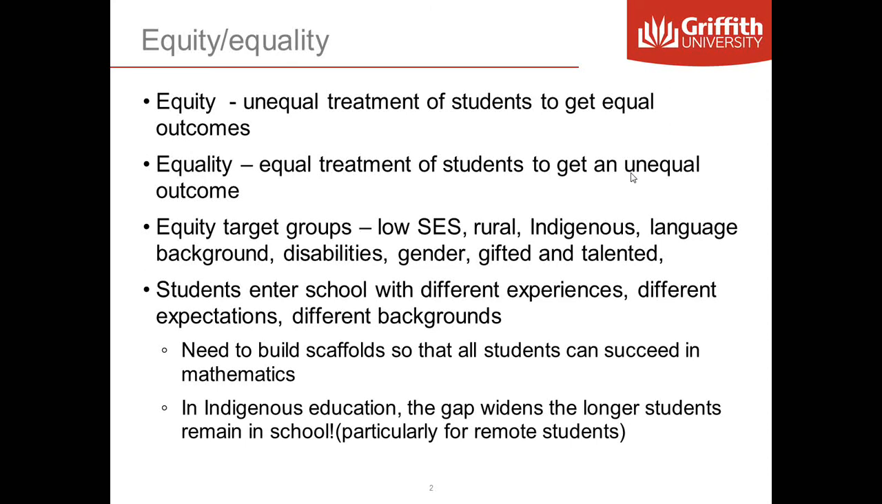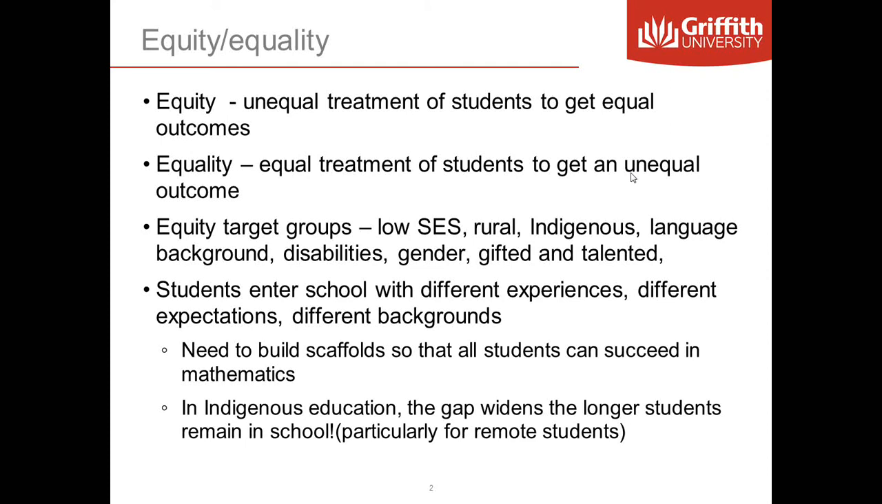But the outcome of an equality approach is that we treat all students equally, but what really happens is we get an unequal outcome. So we might spend $5,000, whatever the amount is, on a student who comes from a very wealthy family, who lives in the leafy green suburbs, and we also spend $5,000 on an Aboriginal student who lives in a remote Indigenous community, and we expect that then we'll have equal outcomes. The reality is the outcomes are far from equal. So it depends which side of the fence you're sitting on.